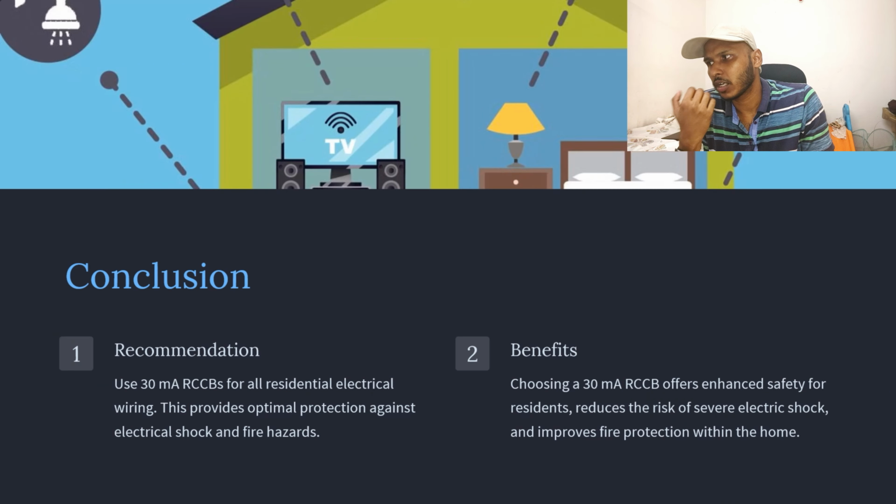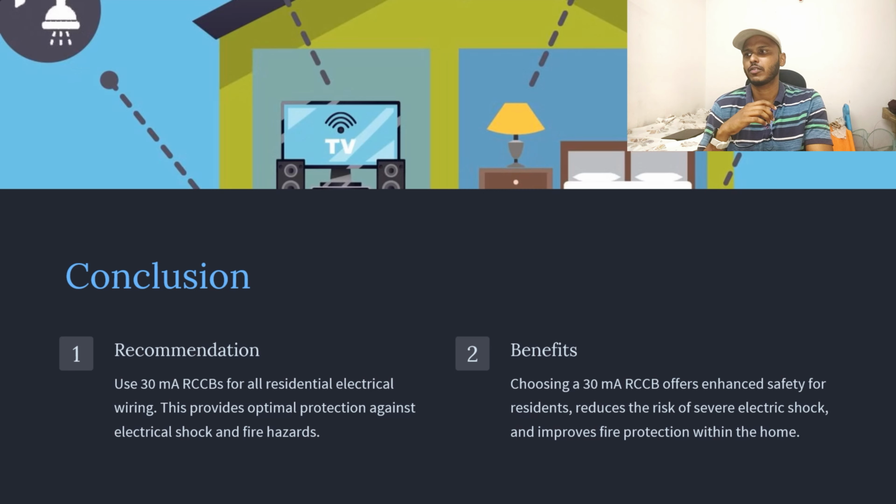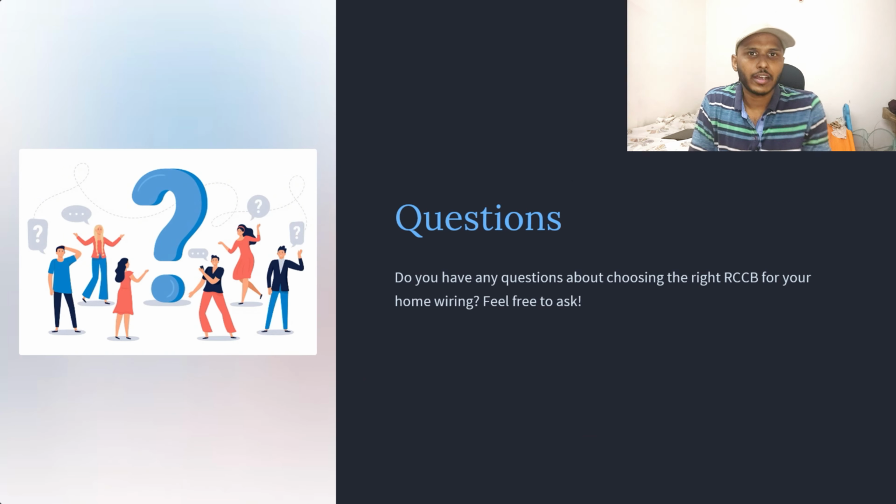And in conclusion, the recommendation is always to use a 30 milliampere RCCB for all residential wiring, as it provides optimal protection against electric shock and fire hazards. The benefit is that a 30 milliampere RCCB offers enhanced safety for residents and reduces the risk of electric shock. So I hope the point is clear: why we use 30 milliampere for house wiring, why we do not use 100 milliampere there, why we use 100 milliampere for industries, and what happens if you use 100 milliampere in a home. These were the 3 points we discussed today. I hope this is clear.